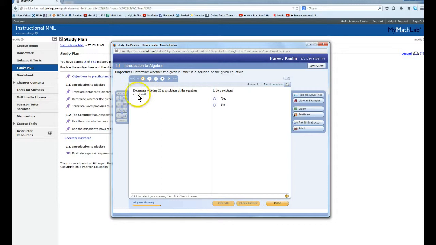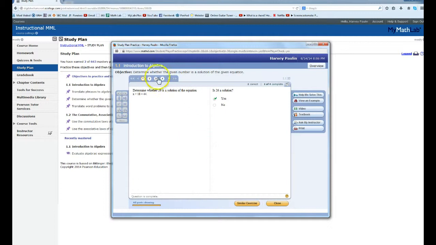They're asking us to determine whether 26 is a solution for this equation. So I add 26 to 18, and do I get 44? And I'm going to say yes. And then I go down here to check my answer, and it says, oh, you have it right.